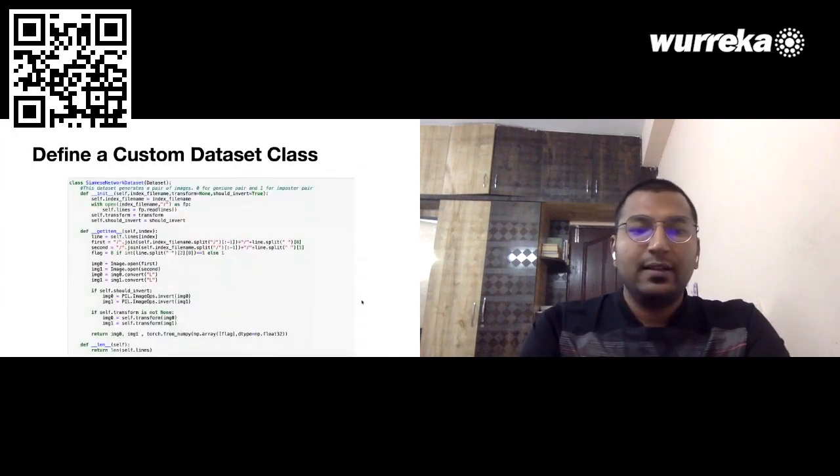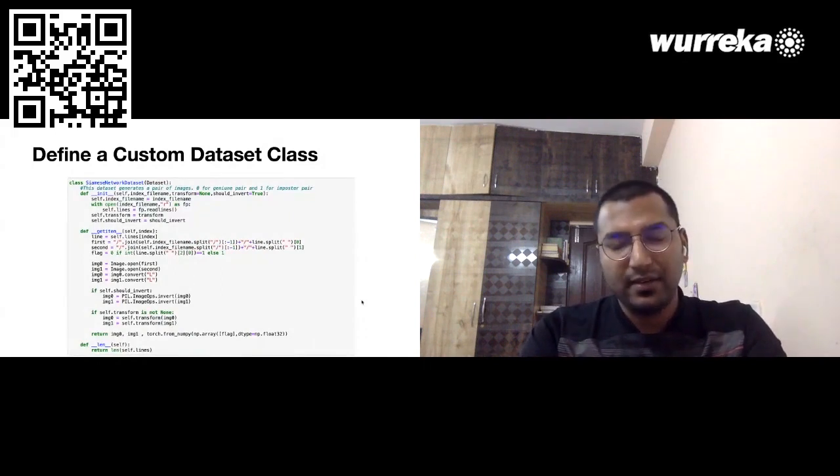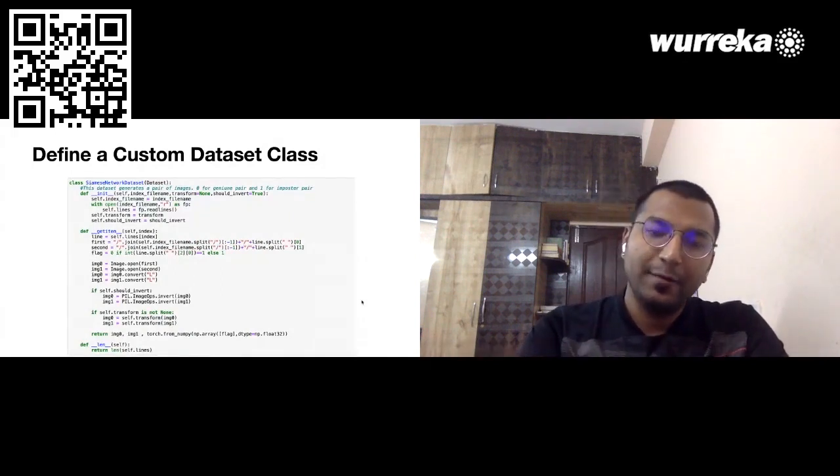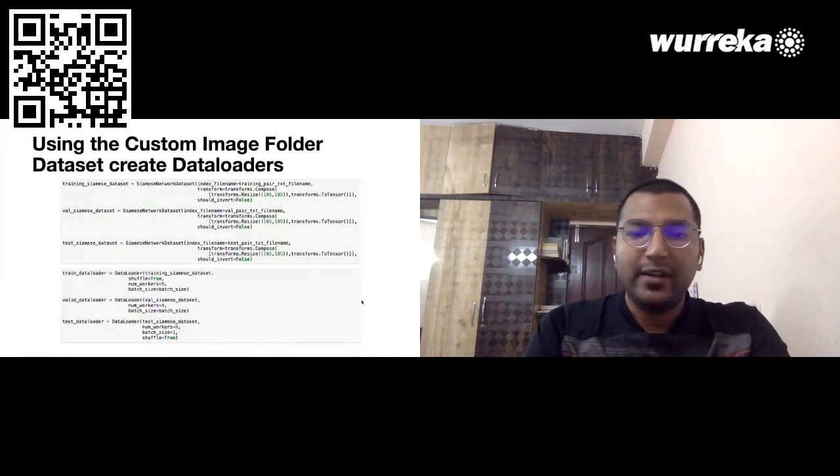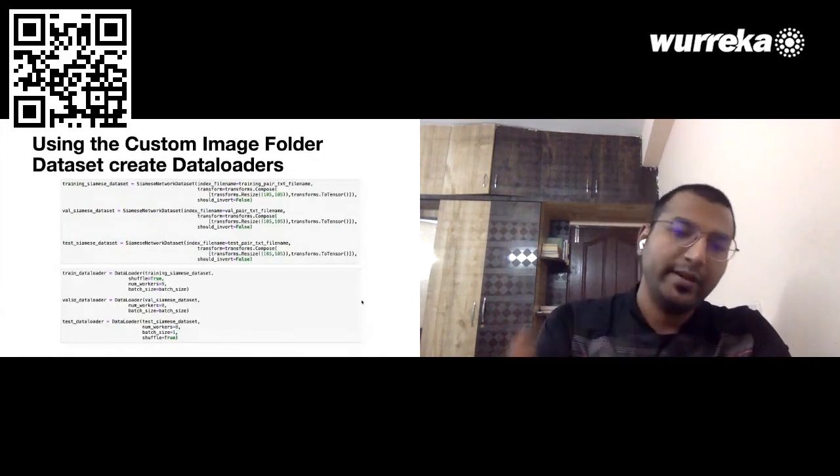Then we define the custom dataset class, and here we also define a way to tag the pairs as 0 or 1. Here 0 means genuine, 1 means fraud. You can think of it as a dissimilarity score that we are trying to model. So 0 is genuine, 1 means fraud. And then we load the dataset in the PyTorch data loader so that we can iterate over it and train it.